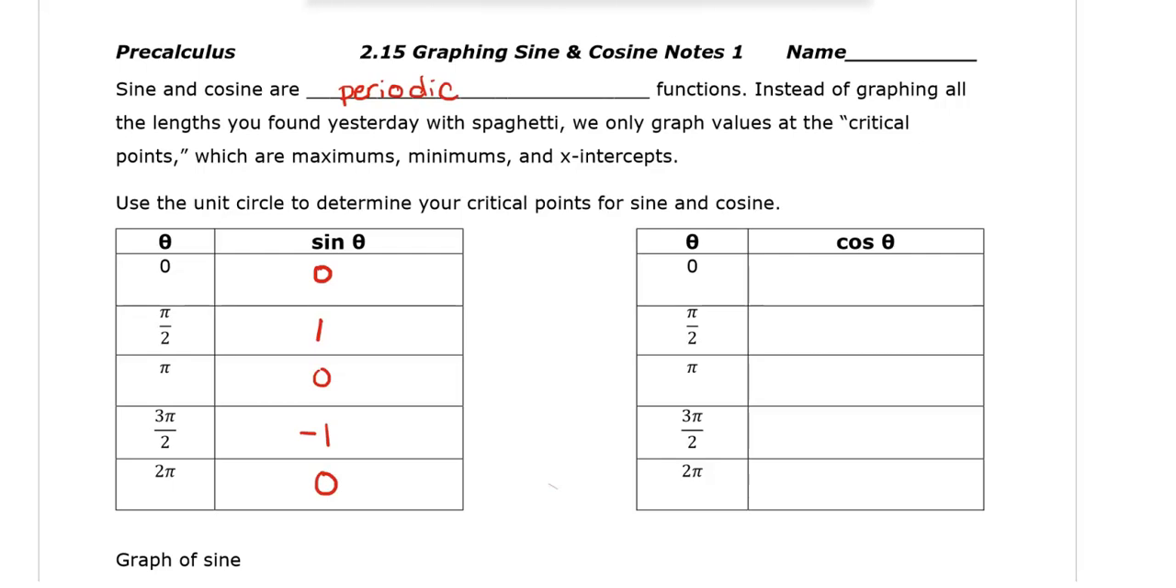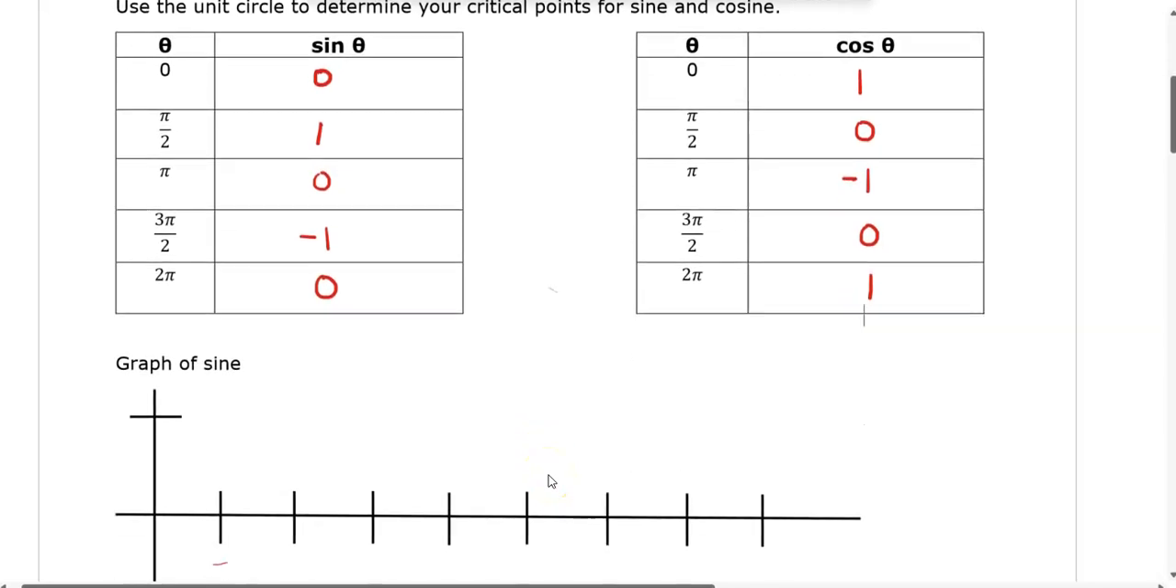Now cosine at 0 is going to be 1. Cosine at pi over 2 is 0. At pi, it is -1. At 3 pi over 2 it is 0, and at 2 pi it is 1. Those are all values on your unit circle that you should already know. I'm going to use those values to graph both sine and cosine.